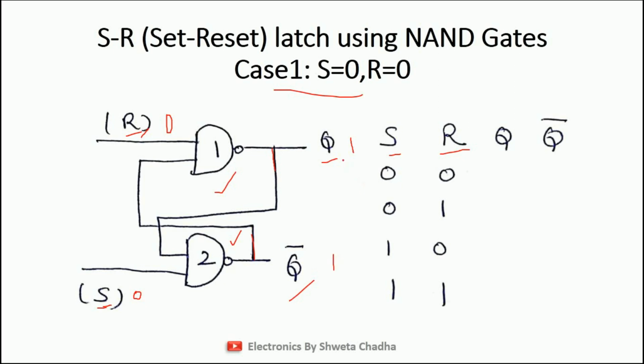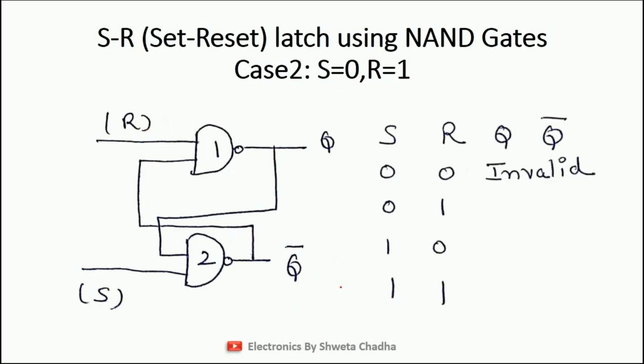Now the conclusion says that Q is equal to 1 and Q bar is also equal to 1. But I have already informed you that Q and Q bar must be opposite to each other. We cannot have Q and Q bar equal to each other. Hence, this condition is known as invalid condition. Invalid means it is not practically possible to have Q and Q bar equal to each other. Case number 1, when S is 0 and R is 0.